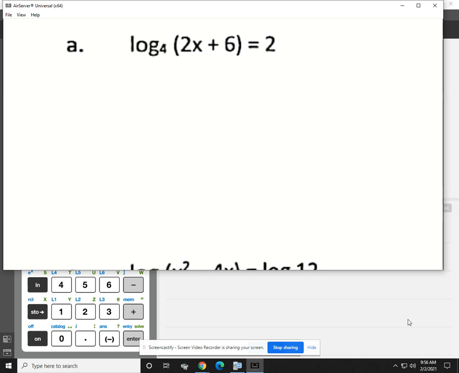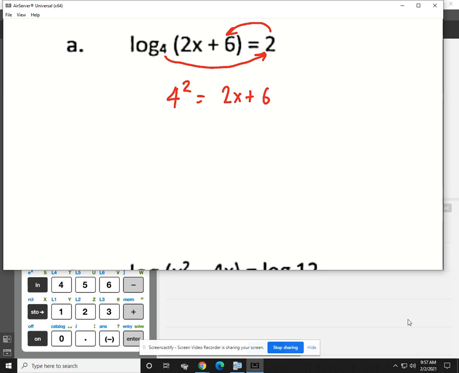So start with A. First question. Is this log equals a log or log equals a number? Log equals a number. You do not see log written on the right side of this equal sign, so it's definitely not log equals log. So we're going to exponentiate. Okay, what's the base of my log, guys? 4. So 4 to what power? 4 to the second power equals what? 2x plus 6. So 4 squared equals 2x plus 6. That's it. That's all you got to do here.